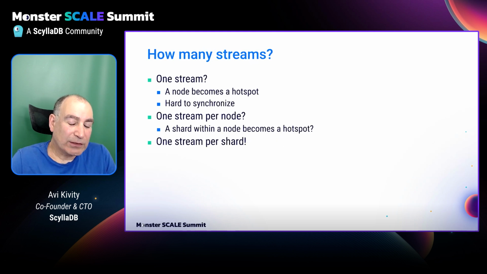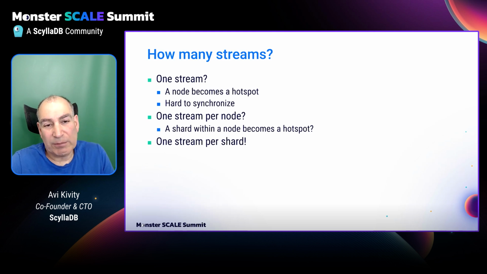However, if you do that, you enter a scalability problem. So if you have one stream, the node that serves that stream becomes a hotspot, and you also have to synchronize all the writes to that stream. If you have one stream per node, then you improved something, but it's still pretty bad because a shard within a node becomes a hotspot. So one vCPU would have to serve all of those streams. And our solution wasn't very complicated. It's just to have one stream per shard. So that's the minimum number that would actually scale.